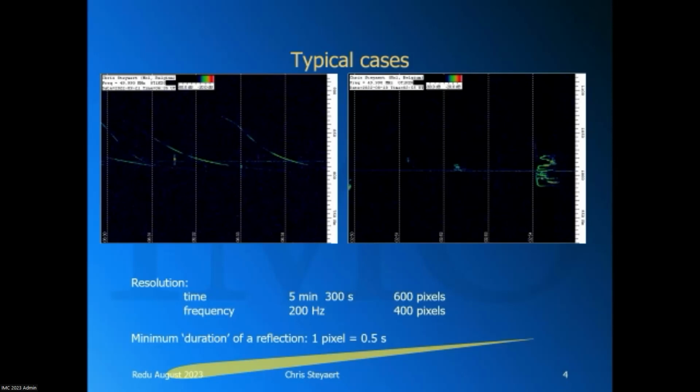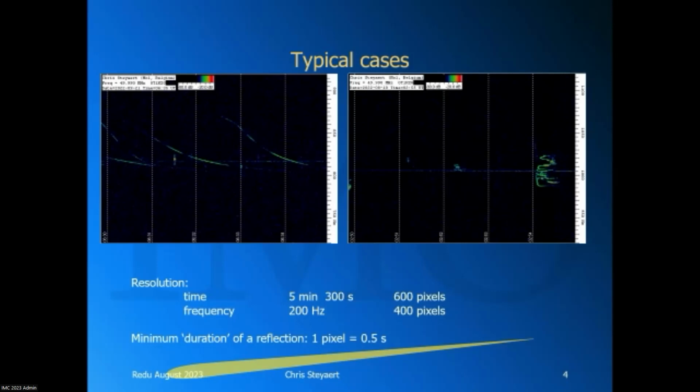These are the spectrograms. On the left one, you have planes and one or two tiny meteors, the vertical lines. Show them, this one and this one. On the right one, you have a few more, and there is a bright one, a non-specular reflection.